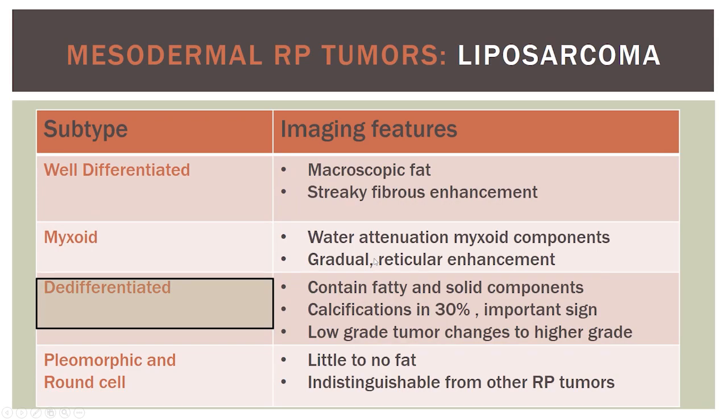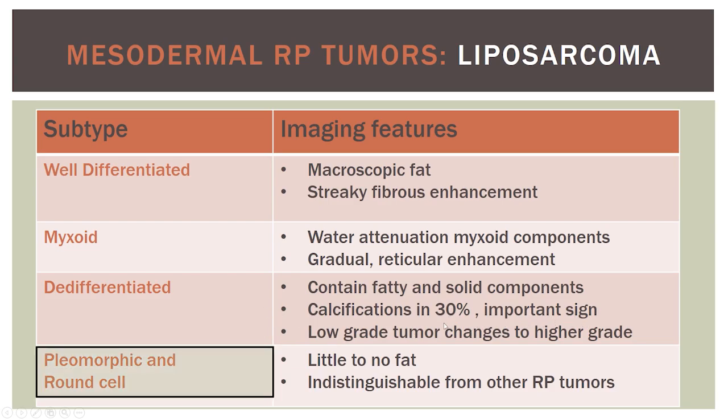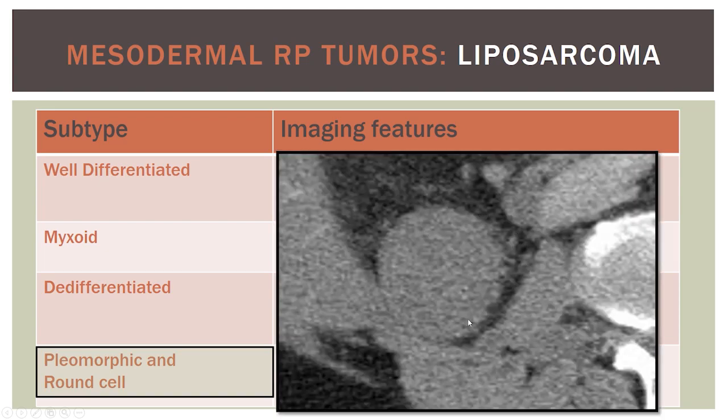Dedifferentiated liposarcomas have fatty and soft tissue components, and they can have calcifications in 30%, which helps with the diagnosis. That means that a lower grade tumor is dedifferentiating to a higher grade tumor. Pleomorphic or round cell liposarcomas have little or no fat, so it's impossible to suggest liposarcoma without biopsy. They look the same as other RP tumors, so they have little or no fat.